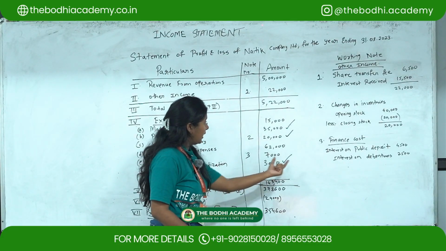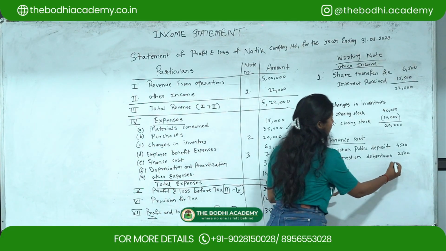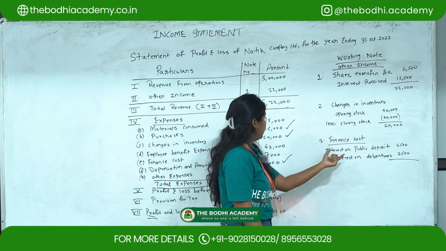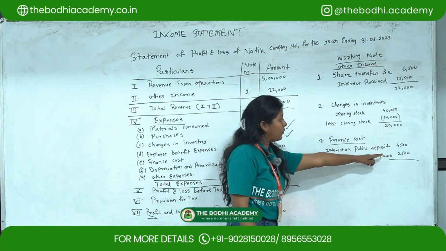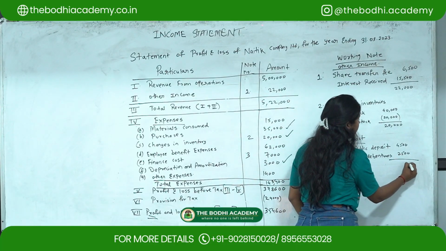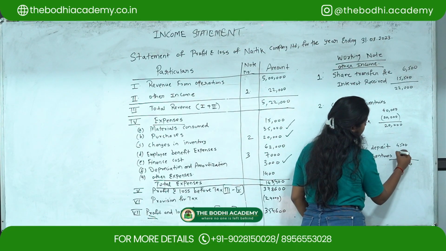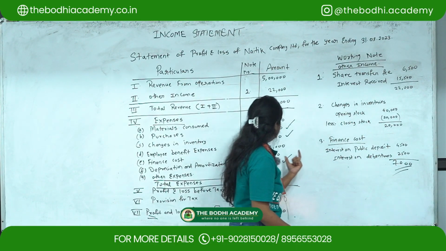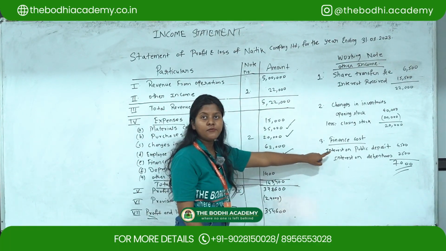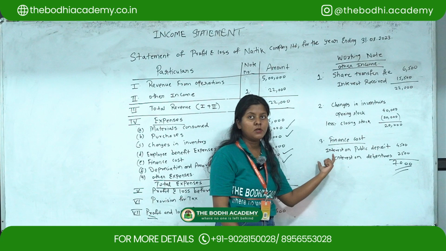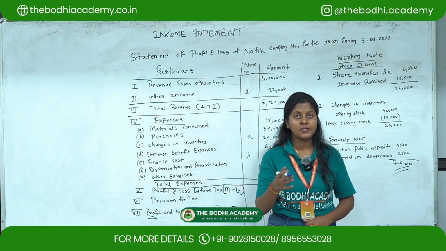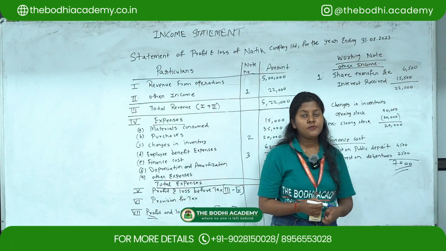So you have to write down, and you have to total both the side, that is interest on public deposit 4,500 and interest on debenture 2,500, which will give you 7,000. Okay, so this is how you have to write down for the finance cost. So in finance cost we only take interest on borrowings, interest on public deposit. So whenever it is mentioned as interest, you have to take under the finance cost.